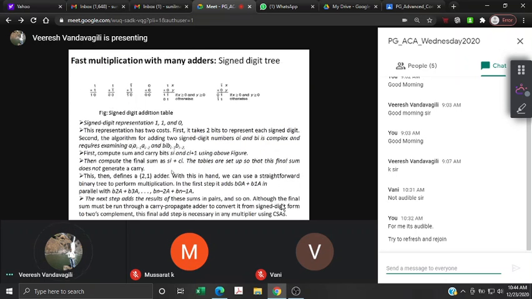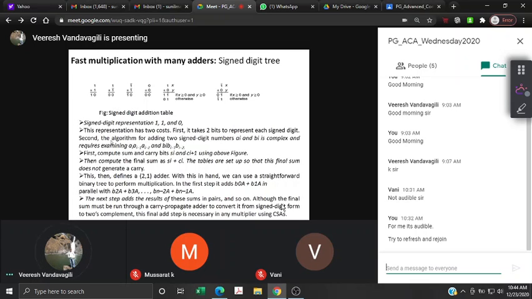Then fast multiplication with many adders also includes the signed digit tree. With the signed digit tree, the representations are minus one, zero, and one. This representation is a two-bit encoding.